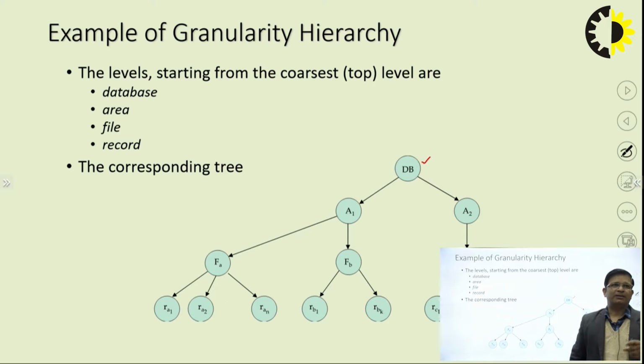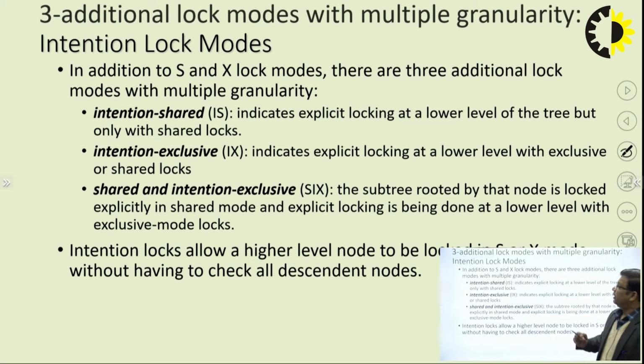Many times the question in examinations is, if we draw a hierarchical diagram in multiple granularity, what are these 4 levels' names? The level names are database, area, file and records. Okay. So, the three lock conditions.